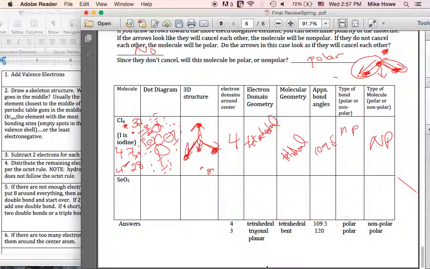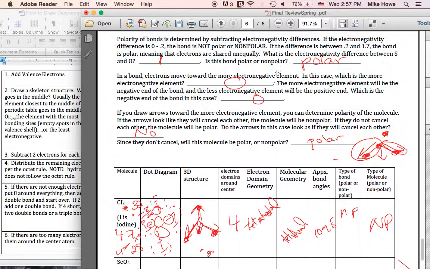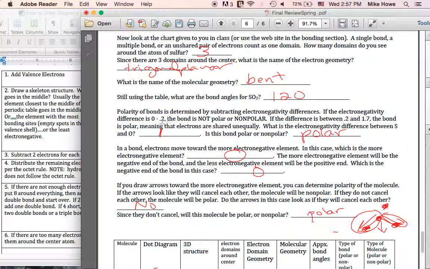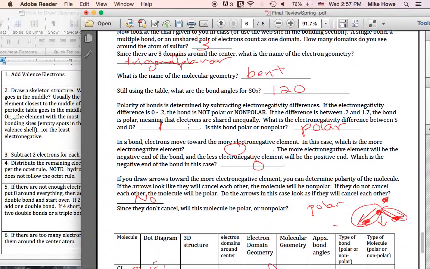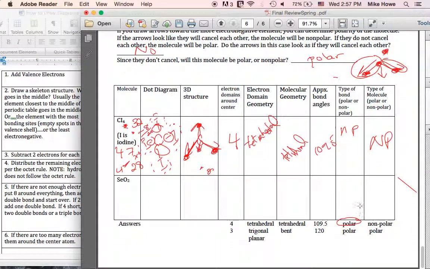Okay, now we're going to try SeO2. Okay. Oh, incidentally, this answer right here is based on using 0.2 as a reference point. So I used 0 to 0.2 on this sheet when I made it. So based on that, this would be polar. Ultimately, what we care about is this, and that is this molecule is nonpolar.